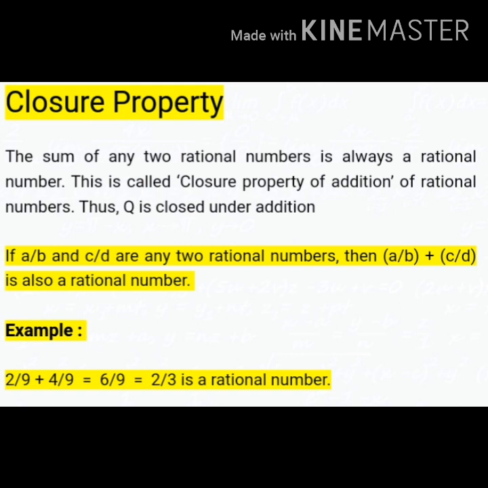Now let's see the example that is given over here: 2 over 9 plus 4 over 9. The denominators of both numbers are the same. That's why we will write the 9 as it is and add the numbers 2 and 4. The answer will be 6 over 9. When we convert 6 over 9 into standard form, the answer will be 2 over 3, and 2 over 3 is a rational number. Hence, the sum of any two rational numbers is always a rational number.